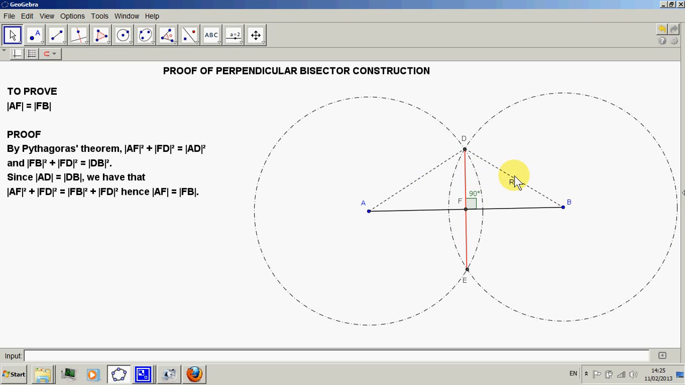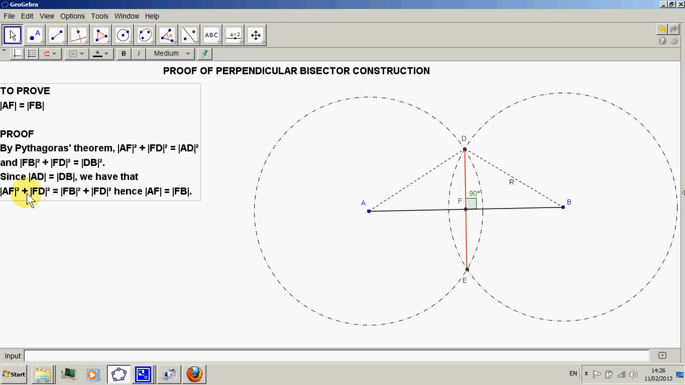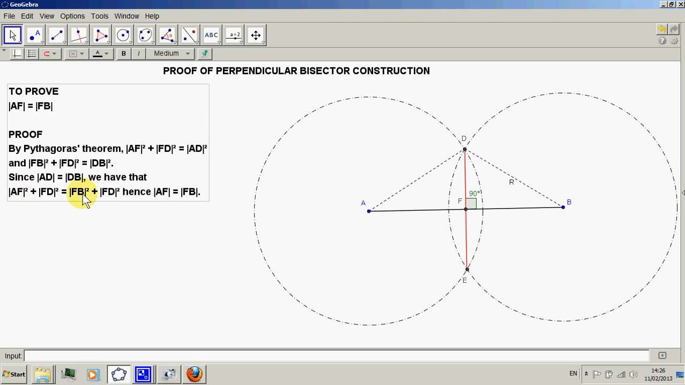But we can see that the long sides of both of these right angle triangles are the same. They're equal to the radius of each of these circles, and the radii are the same. So AD squared equals DB squared, or AD just equals DB. So that means that AF squared plus FD squared must equal FB squared plus FD squared. And we can just cancel FD squared from both sides, and we end up showing that AF squared equals FB squared, or AF equals FB. So we've proven that the distance of A to F is equal to the distance of F to B.